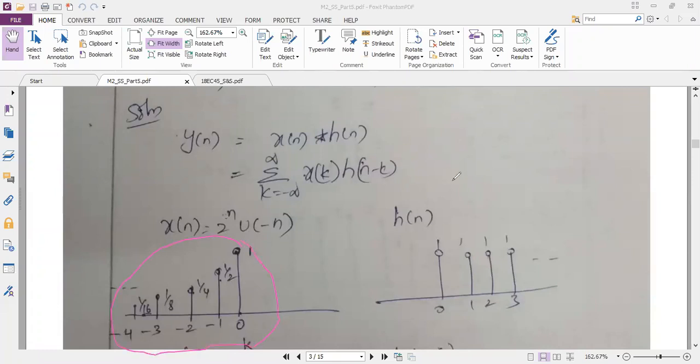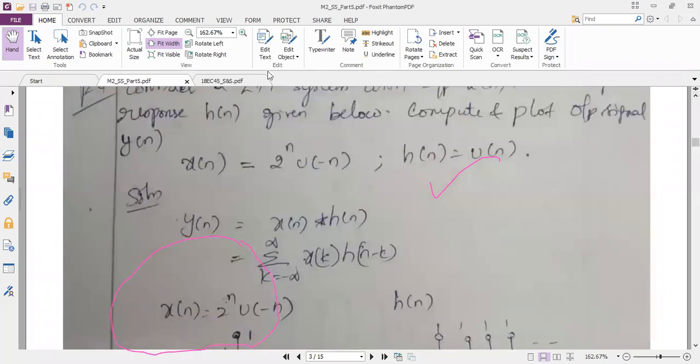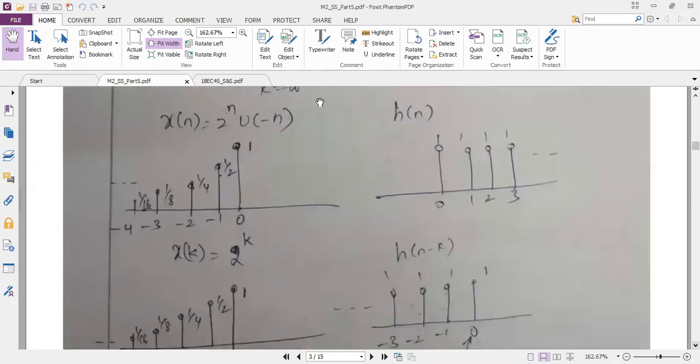So next is h of n. As per the question, I'll just scroll the screen up so that you can see it. h of n is equal to u of n. This is very simple for us to draw. Since it is u of n, I have to draw the signal towards the positive x-axis. So 0, 1, 2, 3. And the dashes are very important for both x of n as well as h of n. For h of n, it is towards the right hand side because the amplitude 1 keeps continuing up to infinite values of n.